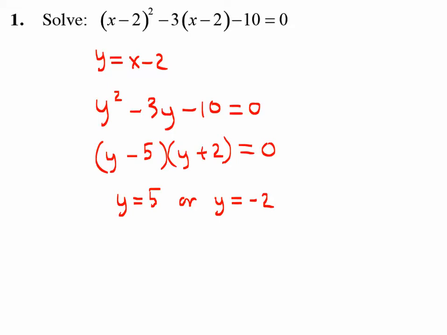Back substitute in x minus 2. Add 2 to both sides. x minus 2 equals negative 2. Add 2 to both sides, and yep, got x equals 7, x equals 0. That will solve that solution for x.